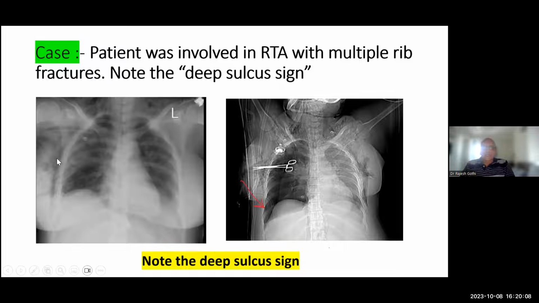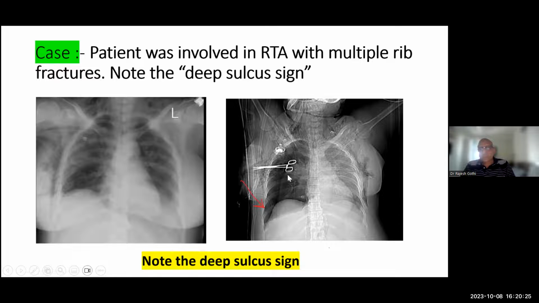Now, this is another case. The patient came with a history of trauma. You can see evidence of subcutaneous emphysema. There were multiple rib fractures. This was the X-ray chest on day 1. The right CP angle is blunted. You're not seeing anything else. The mediastinum is not shifted.